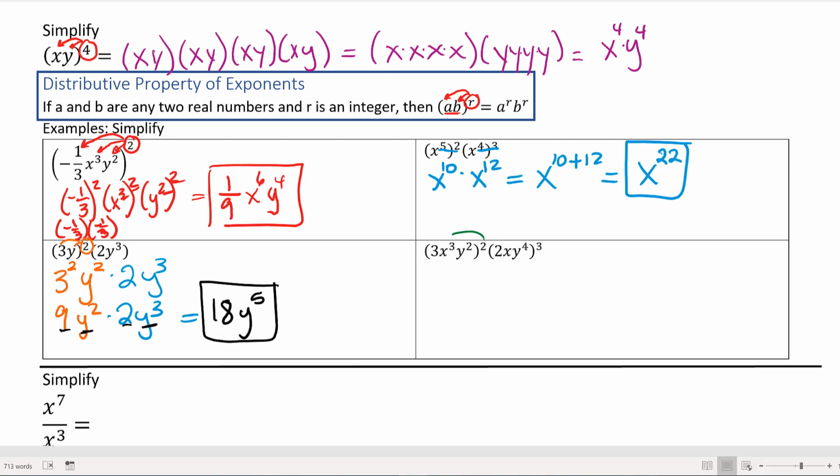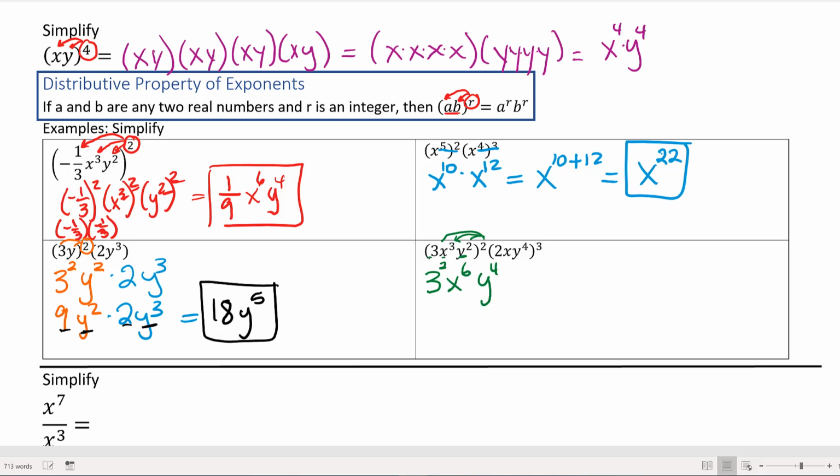Our next problem, we have 2 is going to go to all bases. I have 1, 2, 3 bases. The 3 is a base, 3 squared. The x is a base. x cubed squared is going to be x to the 6th. When I distribute, I'm just basically multiplying to the exponent. y squared squared is going to be y to the 4th.